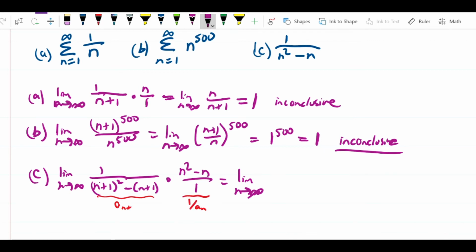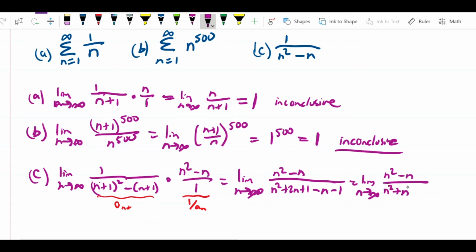So now I calculate the limit as n approaches infinity of n squared minus n over, we'll simplify the bottom, that's n squared plus 2n plus 1 minus n minus 1. So this becomes the limit as n approaches infinity of n squared minus n over n squared plus n. So once again, the two highest powers match, so we take their coefficients. However you want to calculate this limit, that's the easiest way to do one of these limits of just power functions. So that comes out to 1, and once again, it's inconclusive.